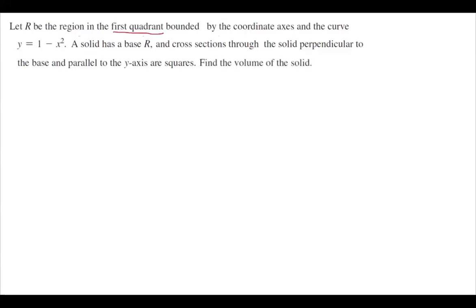Let R be the region in the first quadrant. It's bounded by the coordinate axes and the curve y equals 1 minus x squared. A solid has a base R and cross sections through the solid, which are perpendicular to the base and parallel to the y-axis, and they are squares. Find the volume of this solid. So this is the information that is given to us.